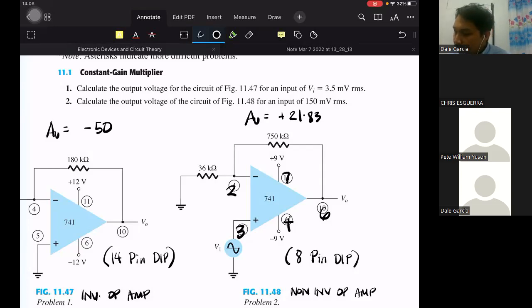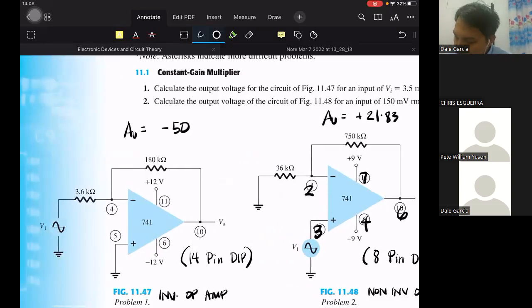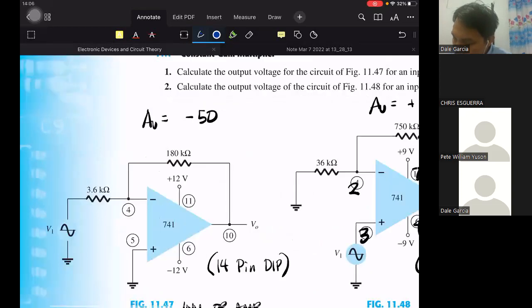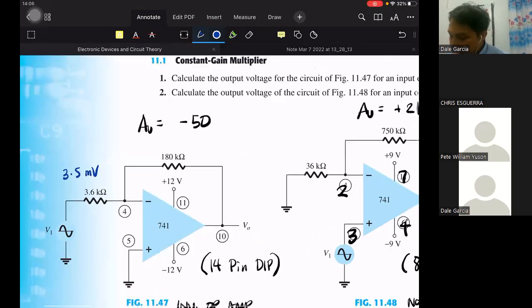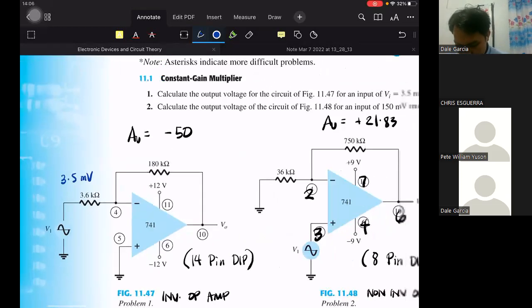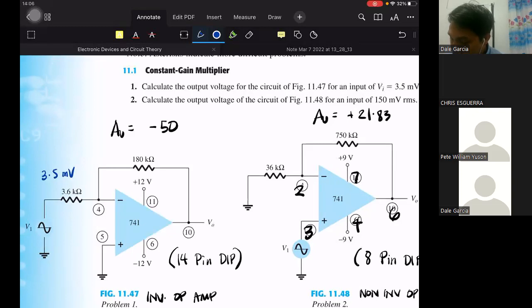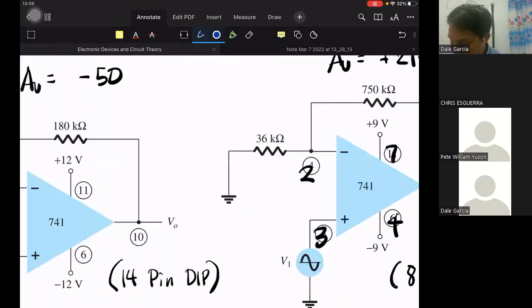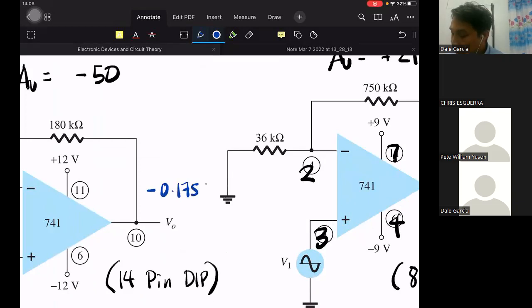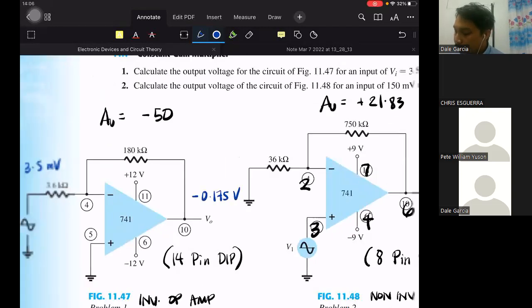So if those are the gains, then our input here is 3.5 millivolts RMS. How much is the output? So 3.5 milli times 50 is 0.175 volts, sir, or negative 0.175 volts. It is volts now, no longer millivolts. Correct, sir, volts.